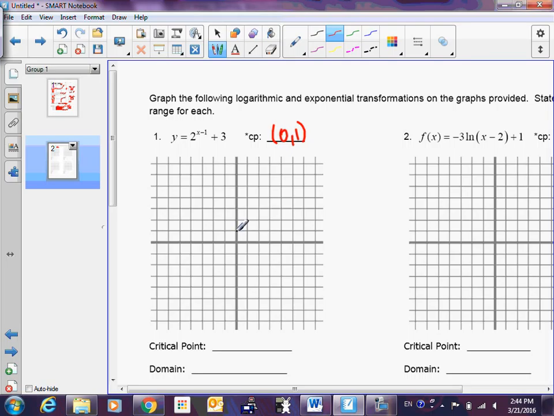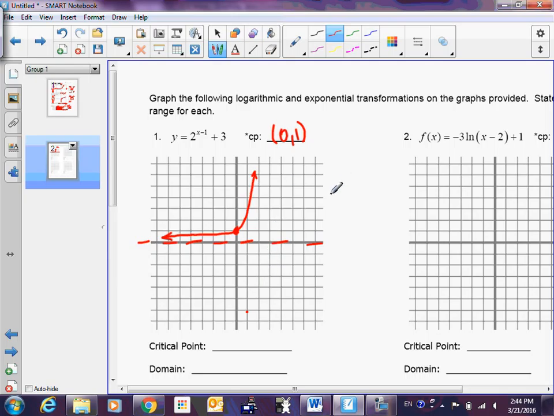So the critical point will always start for exponentials at 0, 1. Now, if I shift this thing up, down, left, or right, that's going to change. That's what the eraser is going to be for. Our graph looks something like this. The good thing about these is we don't have to be super picky. Remember how we made a T-chart on the front? This is pretty good. Another thing is, let's go ahead and draw in that asymptote. This is only going to help us. So this is where we start.